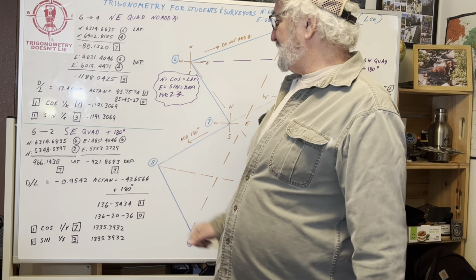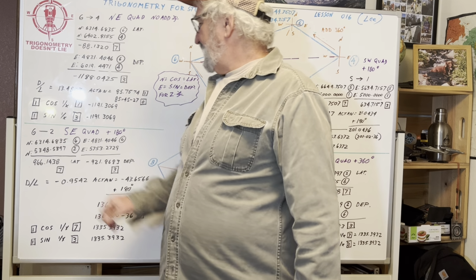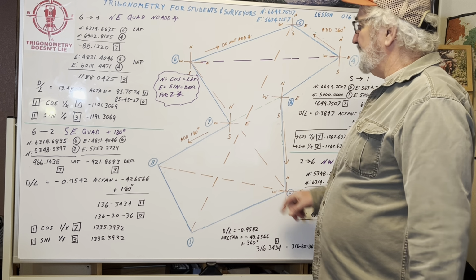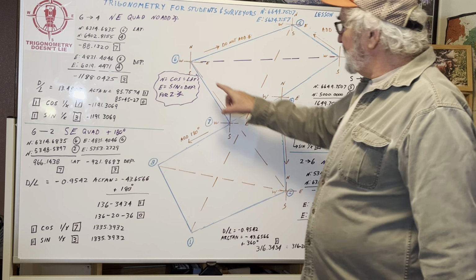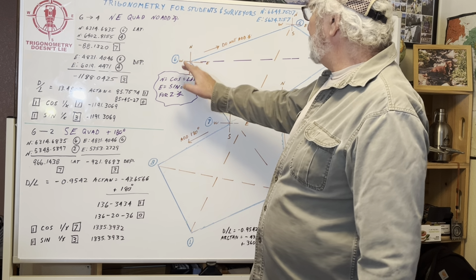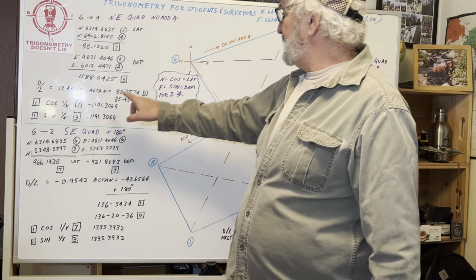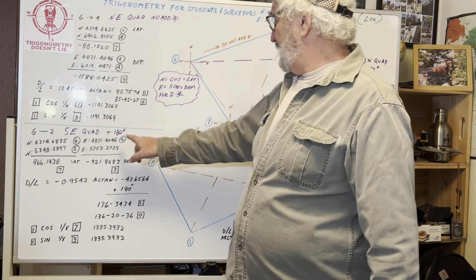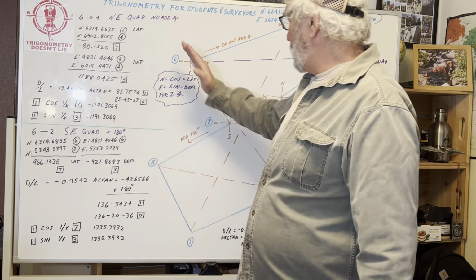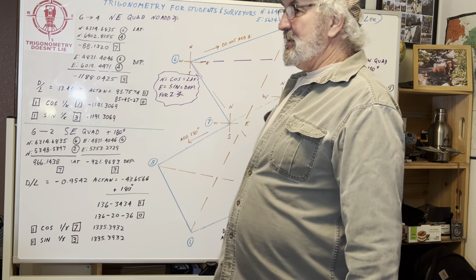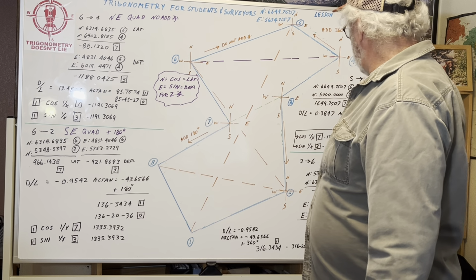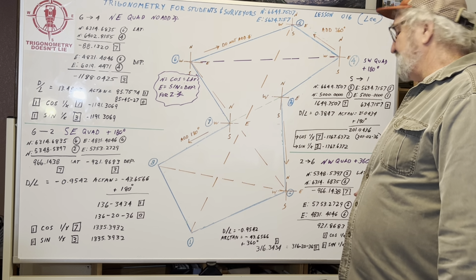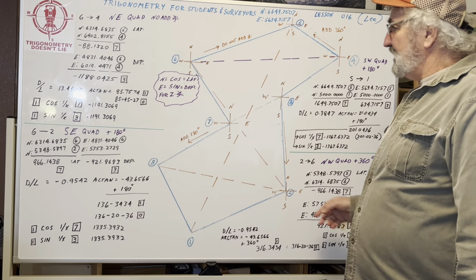Let's go to 6, 2, angle 6 to angle 2. Here's 6 up here. Here's 2 down here. So I draw these north, south, east, west here so you can see what quadrant we're going in. I wrote it down: going into the southeast quadrant. Now, if you remember your sine, cosine, all those things, this would be a negative northing, positive easting.